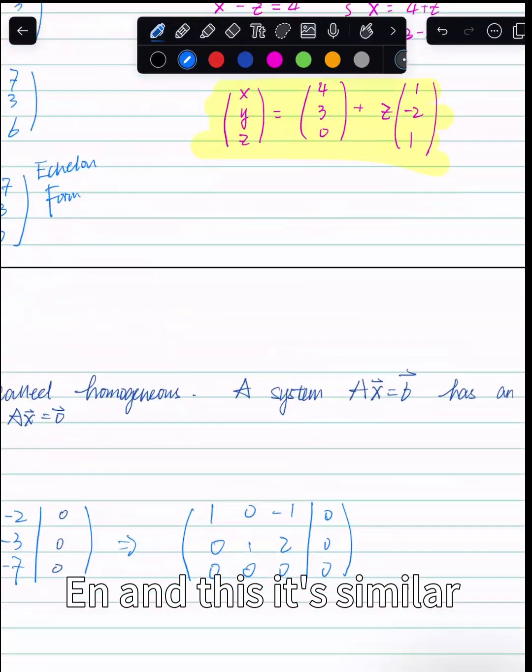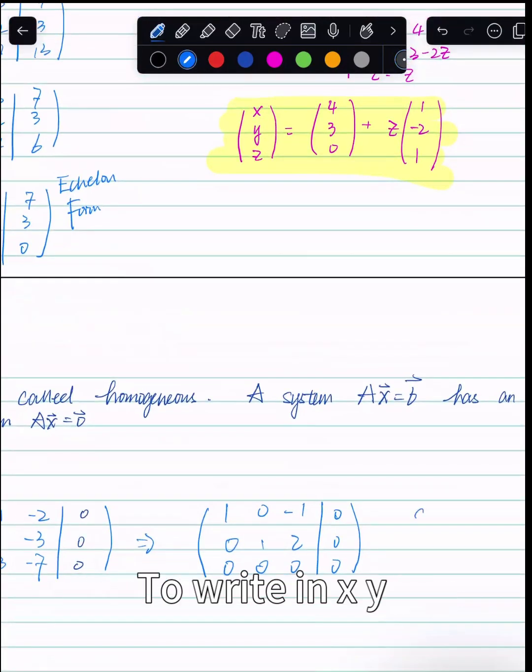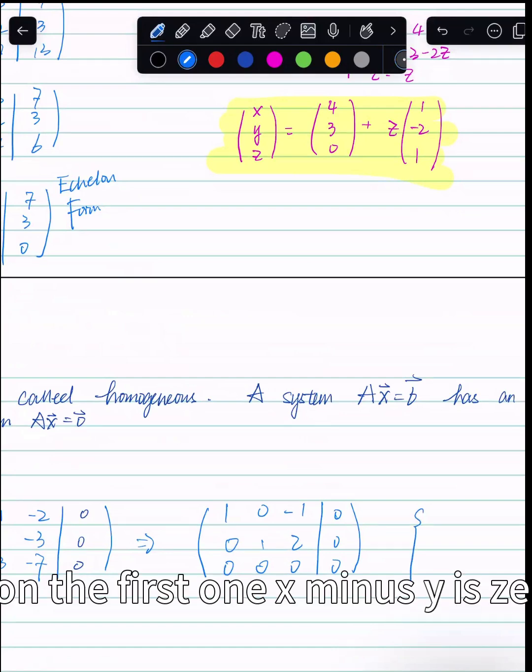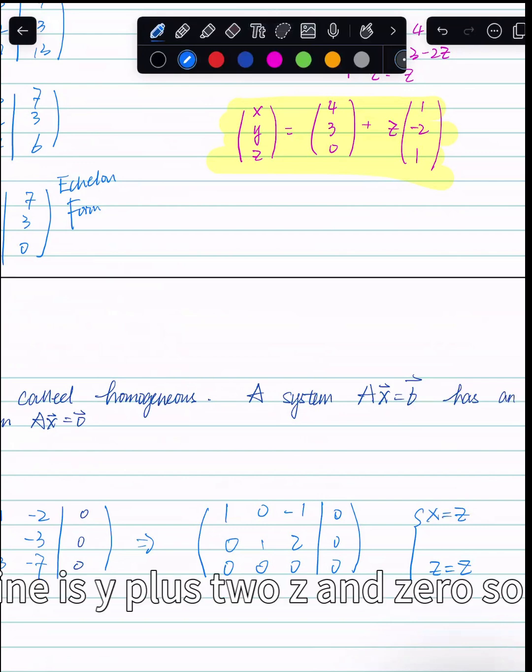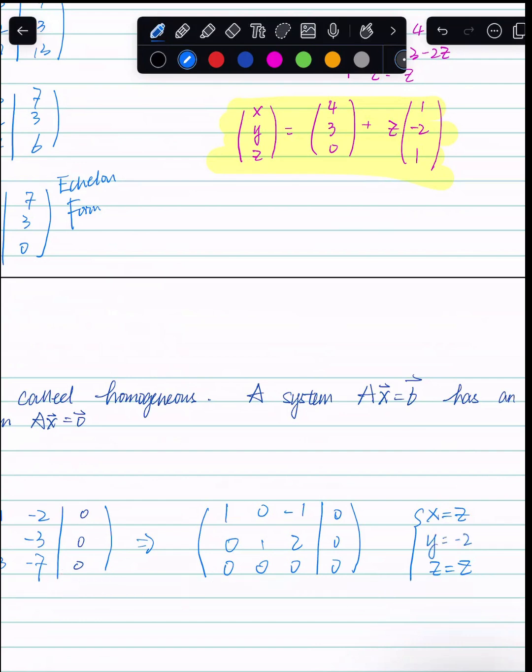And this is similar to writing x, y, and z, where z is just z. On the first one, x minus z is 0, so that means x equals z. And then the second line is y plus 2z is 0, so y equals negative 2z.